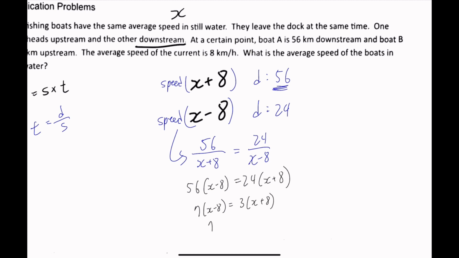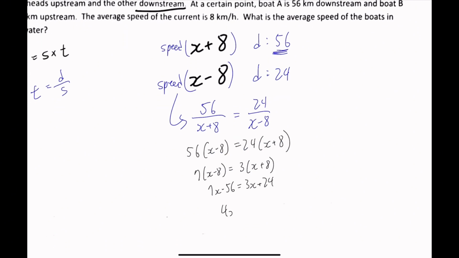So this gives us 7x minus 56 equals 3x plus 24. So that gives us 4x equals 24 plus 56. And that's going to be, let's just say 24 plus 56. And so that means x is going to be this divided by 4, right? So that's going to be 6 plus 14, which is 20. That means x is 20.